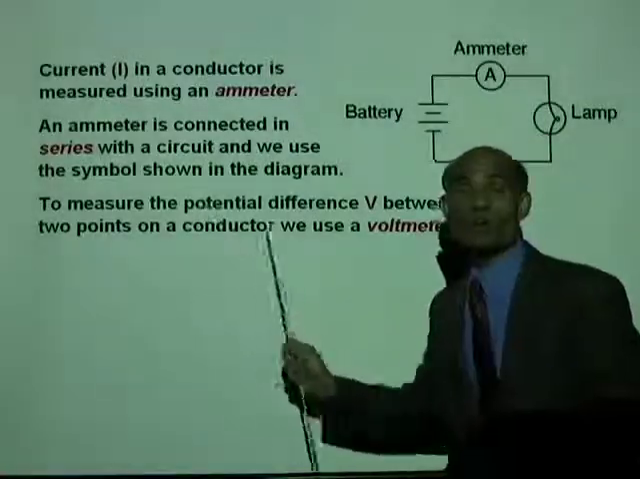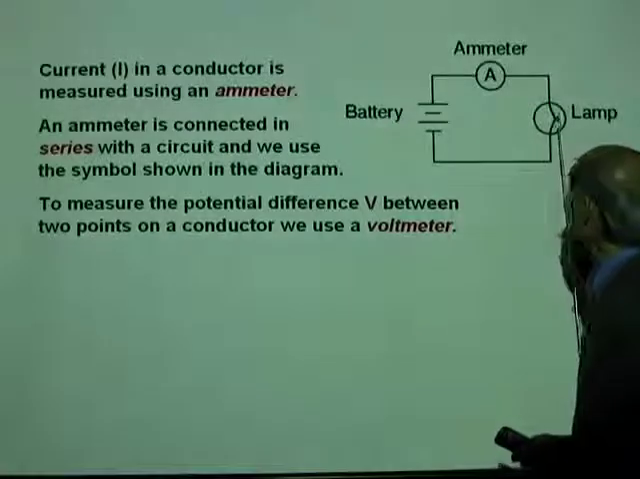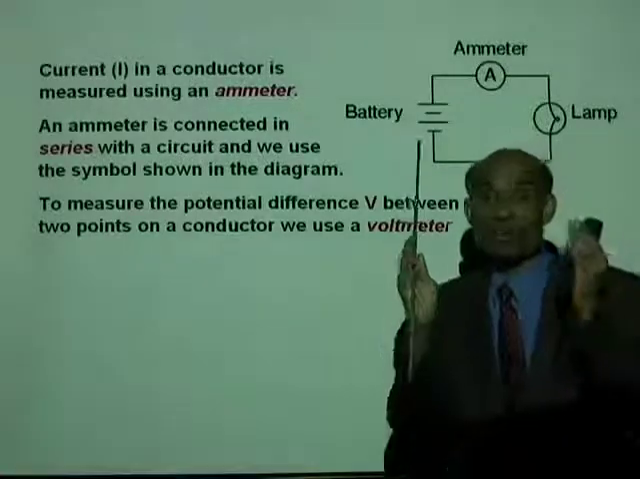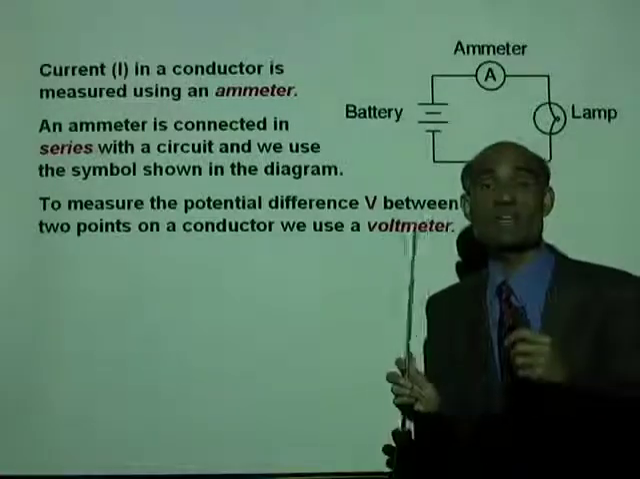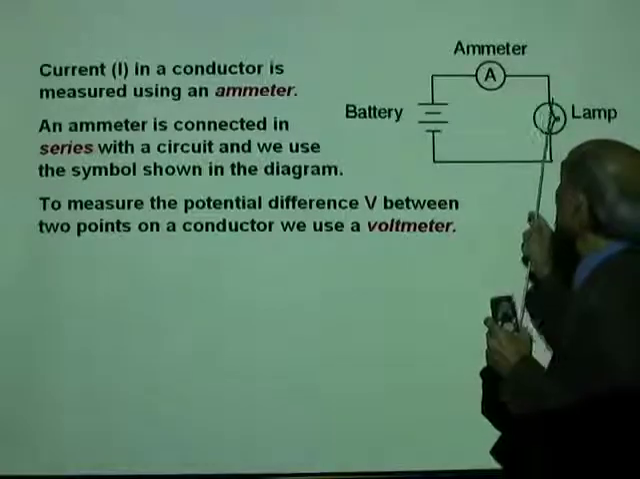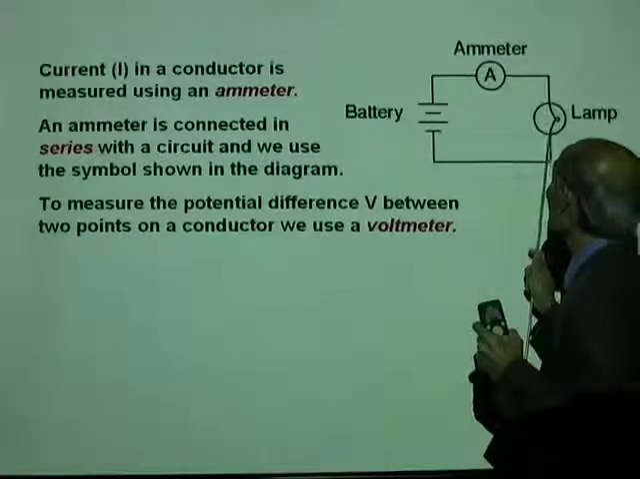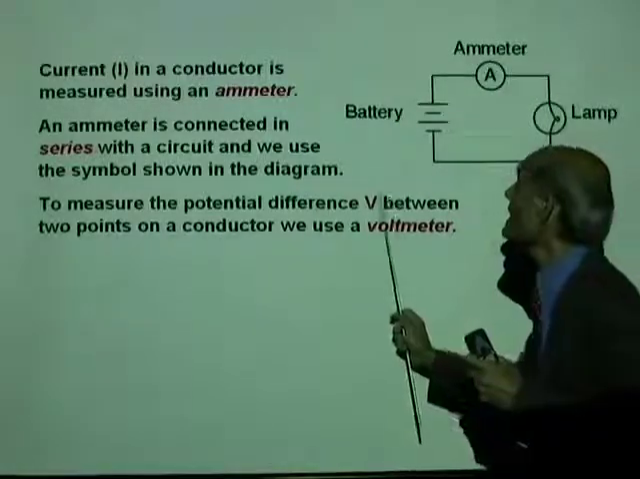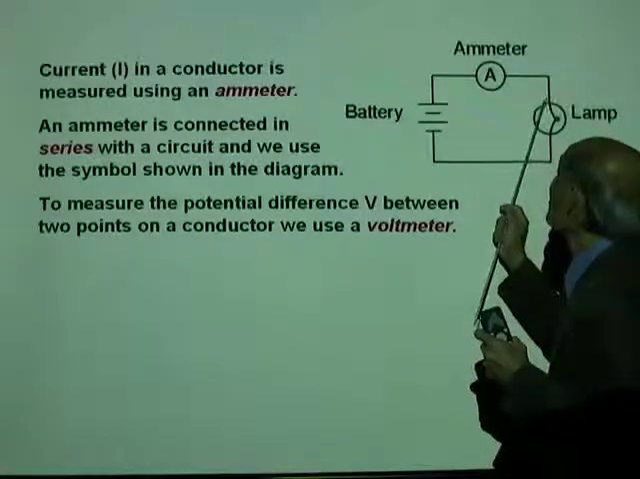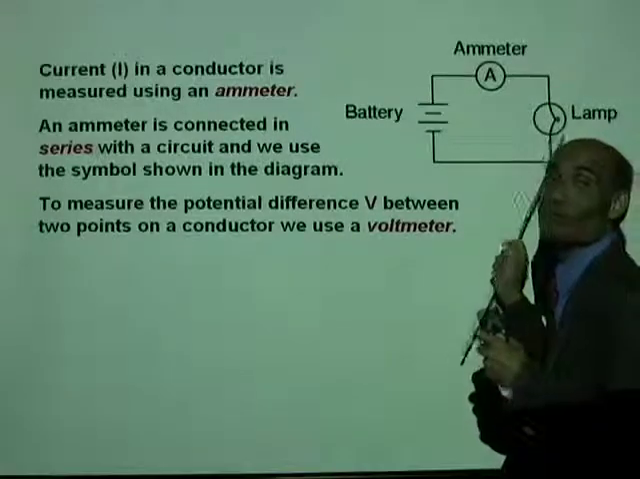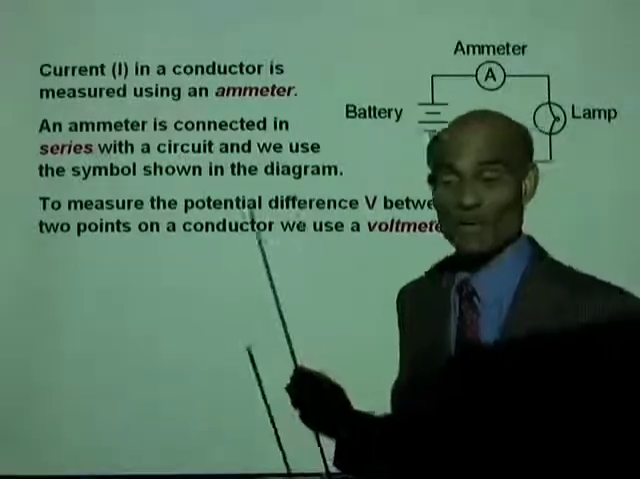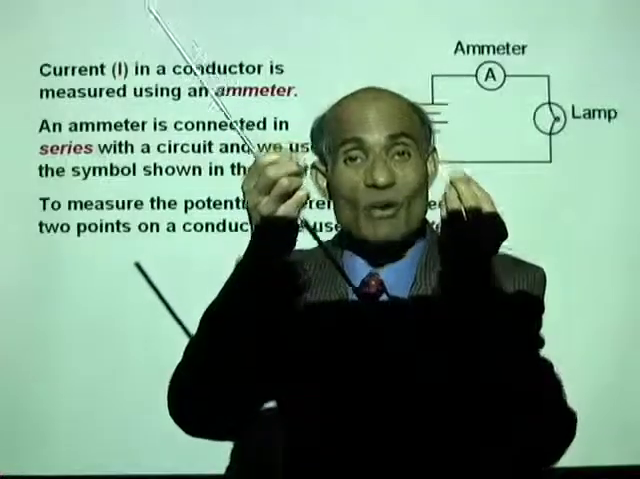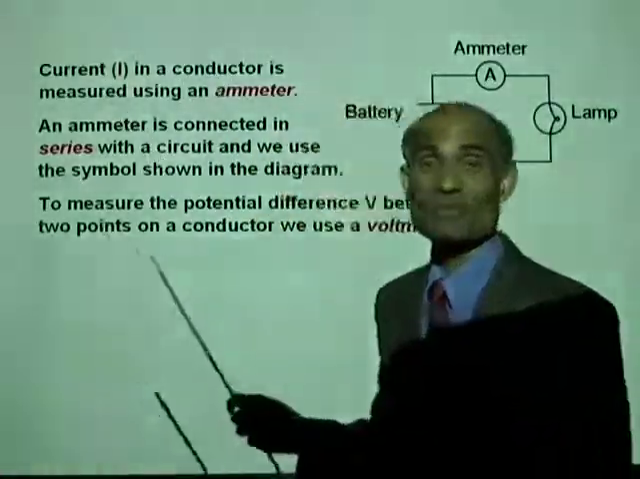Well, in order to measure the potential difference, you see, this is the resistor we have. The current in the resistor is because there is a potential difference between the ends of the conductor. Now what we need to do is measure the potential difference between the ends of the conductor. So what do we do? We connect a voltmeter between those 2 points where you want to measure the potential difference. A voltmeter is always connected between the 2 points where you want to measure the potential difference.